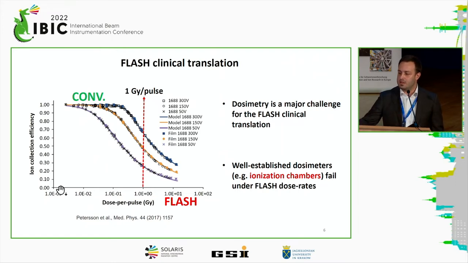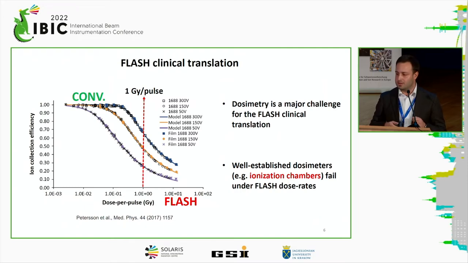And you can see here that up to 0.1 gray per second, the ion collection efficiency of these ionization chambers is basically 100%. But then after that, there is actually a reduction of the ion collection efficiency. And in the flash regime, so starting from 1 gray per pulse, here we are talking about flash therapy with pulsed beam, the ionization chambers fail.